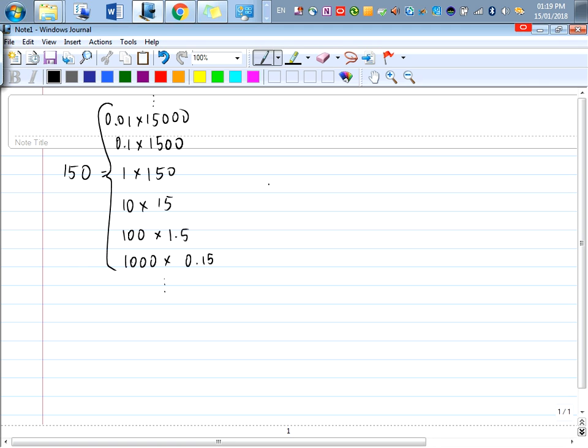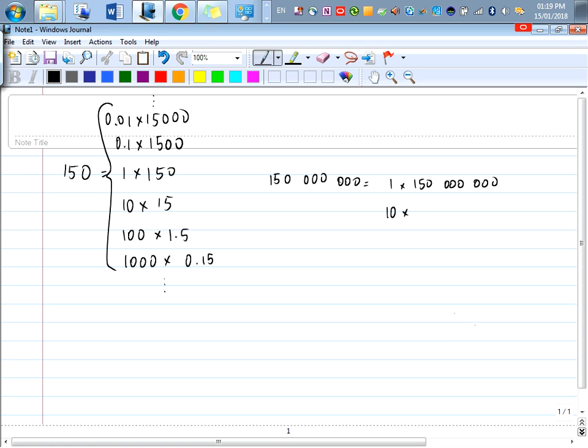Besides 150 written down this way, can I write, for example, another number? 150000000. Okay, let's try this one. Right now, as you see me writing 150000000, quite a bit to write. But I can express it in many ways again. For example, 1 times 150000000.